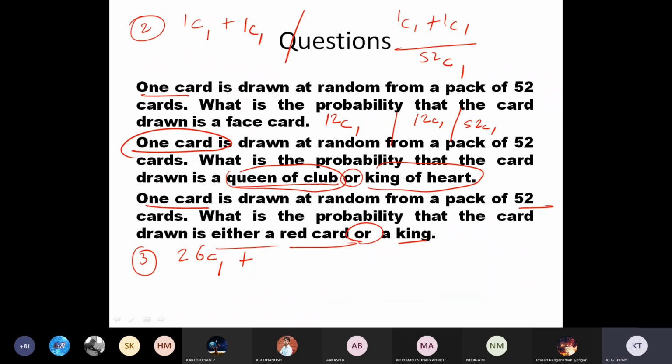I cannot count them again. So remaining, how many kings? 2 black kings, one of spade, one of club. So 2C1 divided by 52C1.